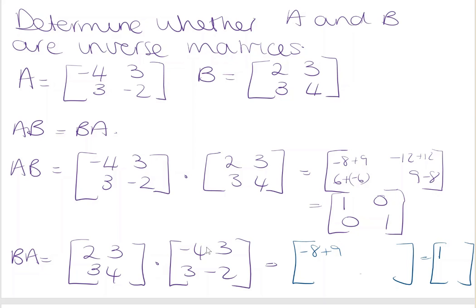So 2 times 3 is 6. And 3 times minus 2 is minus 6. So that's going to be 0. 3 times minus 4 is minus 12. And 4 times 3 is 12. So it's plus 12. So that will be 0. And 3 times 3 is 9. And 4 times minus 2 is minus 8. That's 1. So they are inverses.